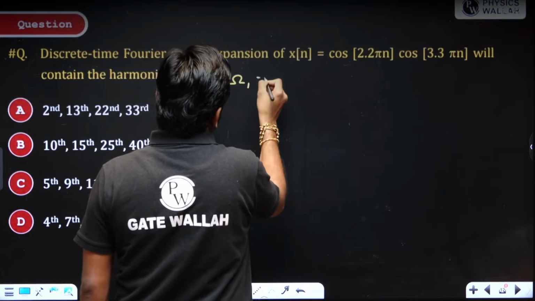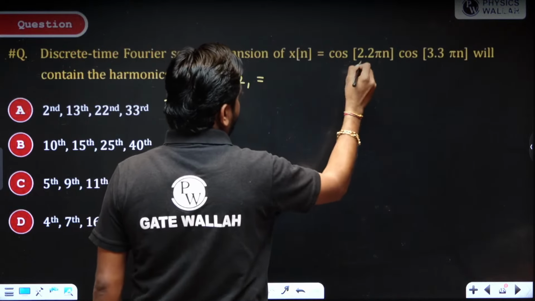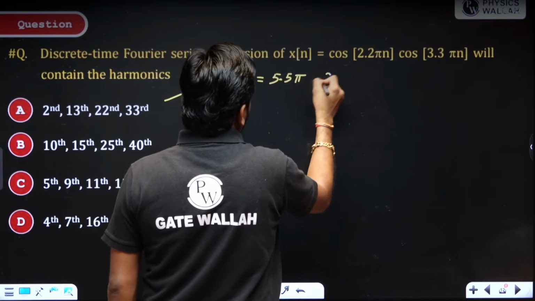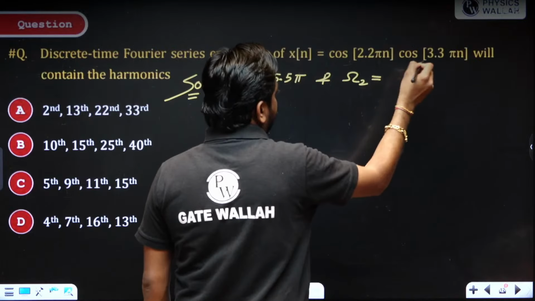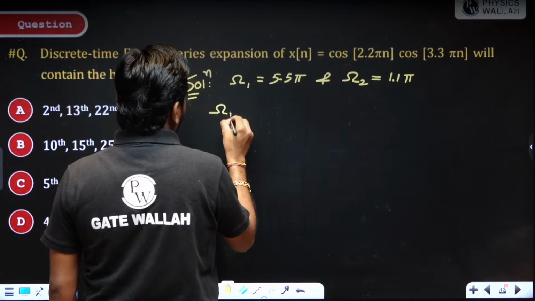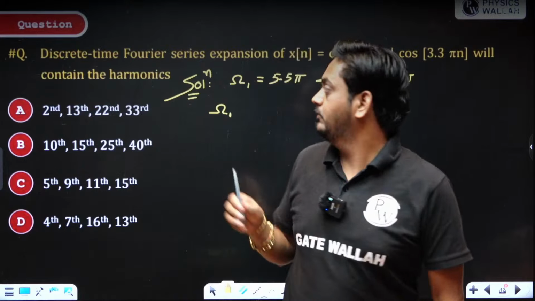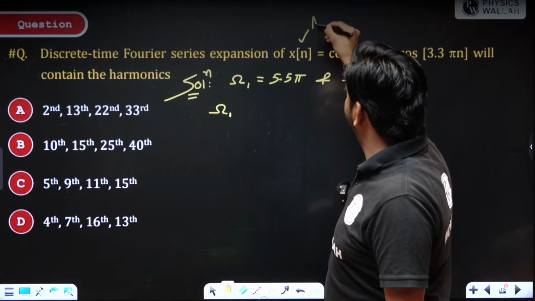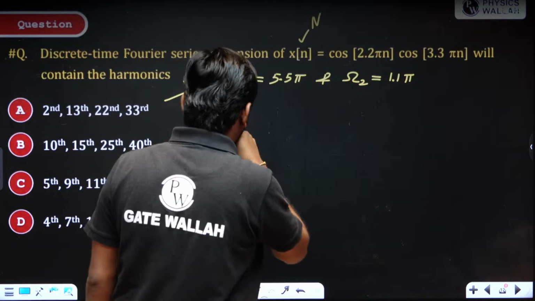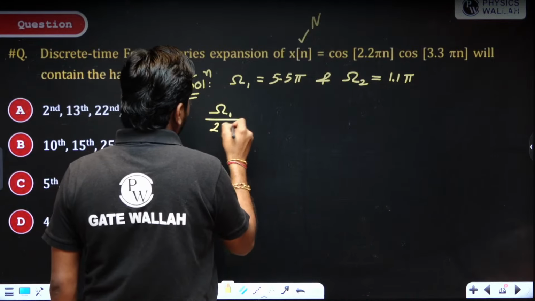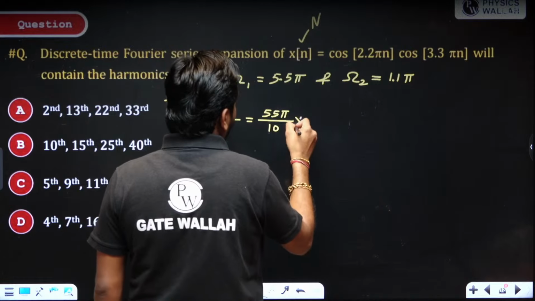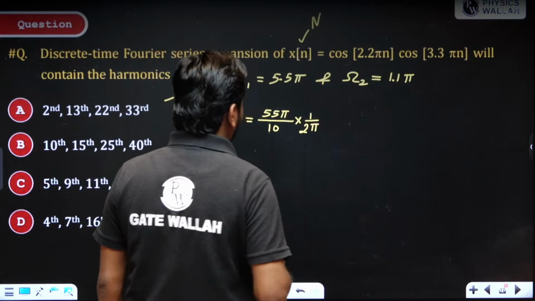Using the 2cc formula, you get one frequency f1 plus f2, that is 2.2 pi plus 3.3 pi, so omega 1 is equal to 5.5 pi. And one more frequency is the difference of these two, that is 1.1 pi, omega 2. Now we have to find the fundamental time period of x of n, capital N. First find the individual fundamental time periods, so omega 1 divided by 2 pi, that is 5.5 pi divided by 2 pi.